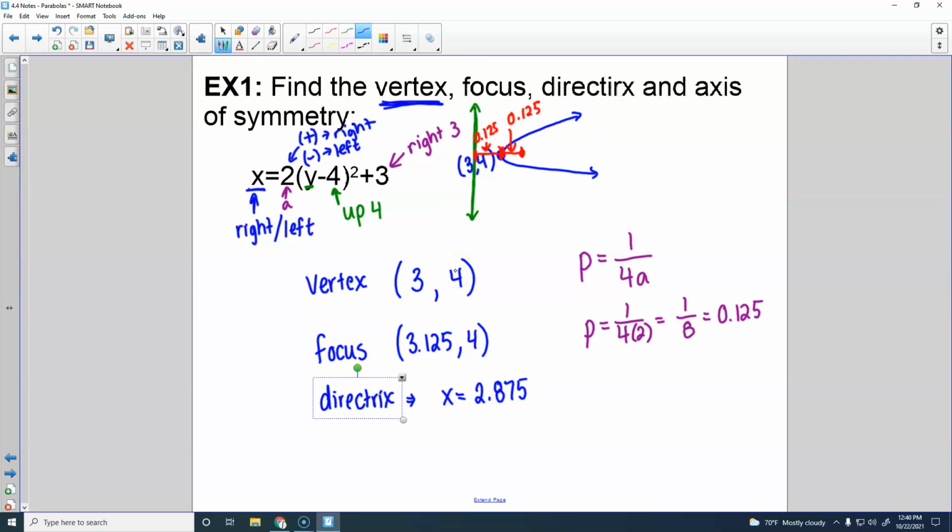And the last thing they ask for is axis of symmetry. And so axis of symmetry is that line that we could fold this parabola in half on. It is going to look like this. Since it is horizontal, lines are what? X equals or Y equals? Y equals. What's the Y coordinate there? It is 4. We just pull that from our vertex, right? Our vertex has a Y coordinate of 4.